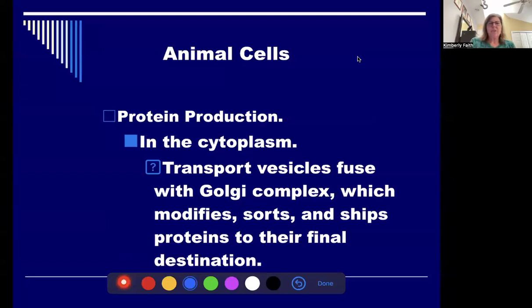right? So in animal cells, protein production, we're going to have those transport vesicles that left the rough endoplasmic reticulum, and they're going to fuse with the Golgi complex. In the Golgi, it's going to modify, sort, and ship proteins to their final destination, which is why we often call the Golgi the distribution center.